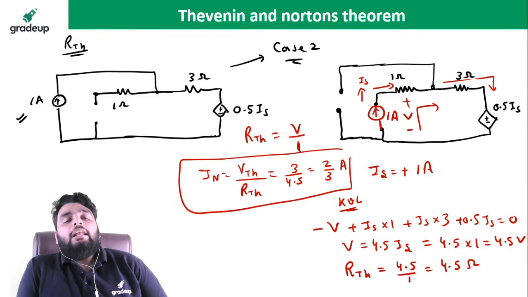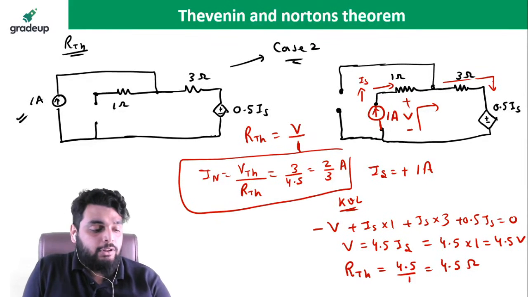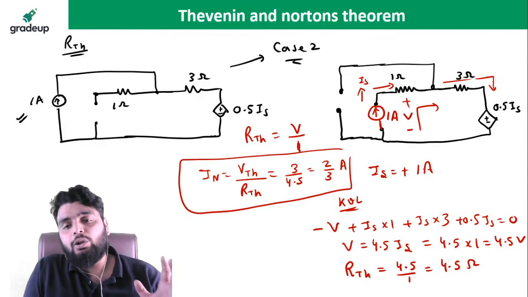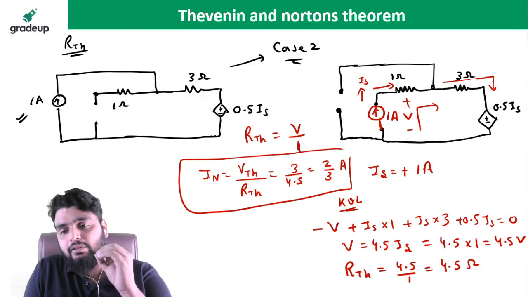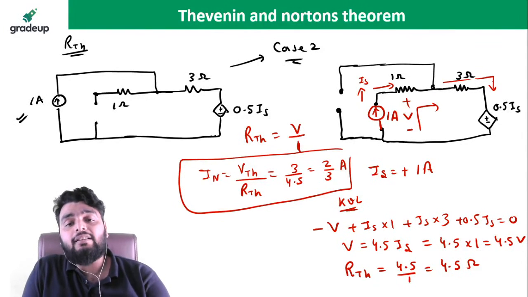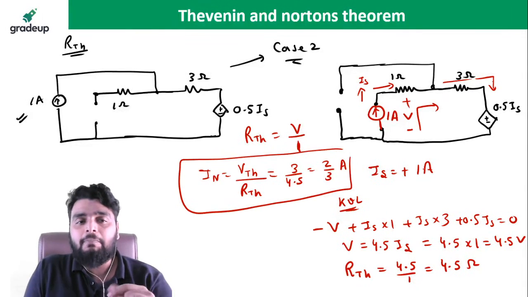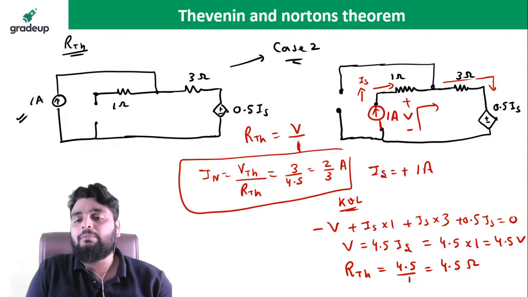Abhishek is asking, what if the load is a dependent source? Beta Abhishek, this is the one thing you need to understand: load cannot be a dependent source ever. Okay, because the load magnitude is going to depend on the values happening in the network, so you cannot make the load so dependent on other branches.